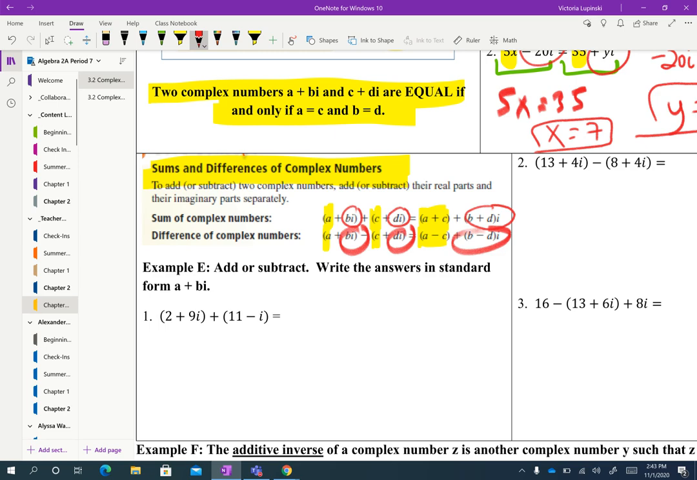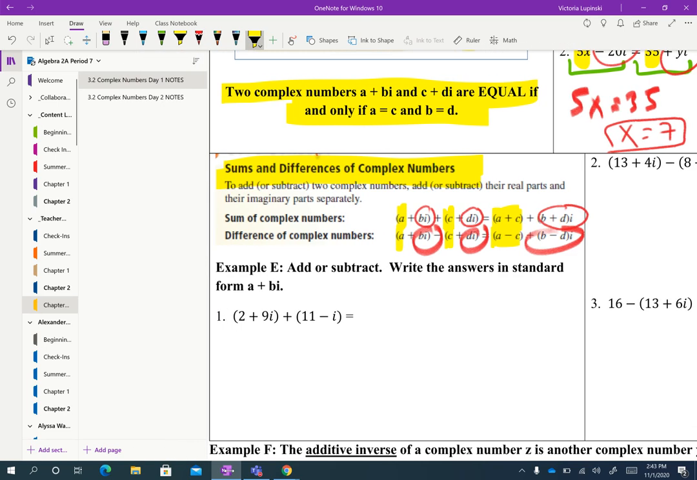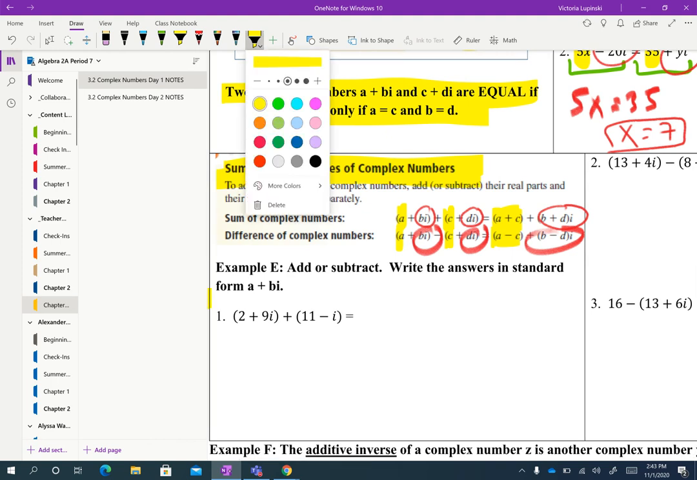So in this next set of answers, you're going to add or subtract. And again, you're always going to write the answer in standard form.